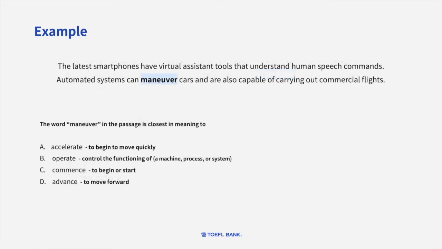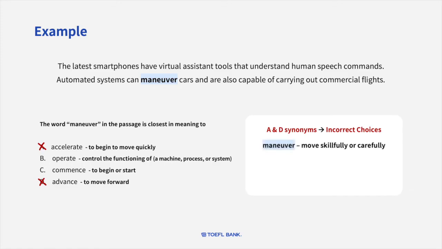The word maneuver in the passage is closest in meaning to. If you take a look at the answer choices, A and D have similar meanings. They both can mean to move forward or to make faster. Since A and D are synonyms, those two are incorrect answer choices. Now all we have to do is to select the correct answer between B and C. The given word, maneuver, means move skillfully or carefully. Commence means begin or start. And operate means control the functioning of a machine, process, or system. Operate has the closest meaning to maneuver, and the answer is B.